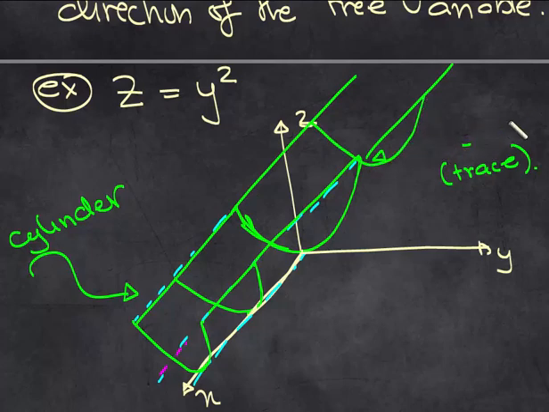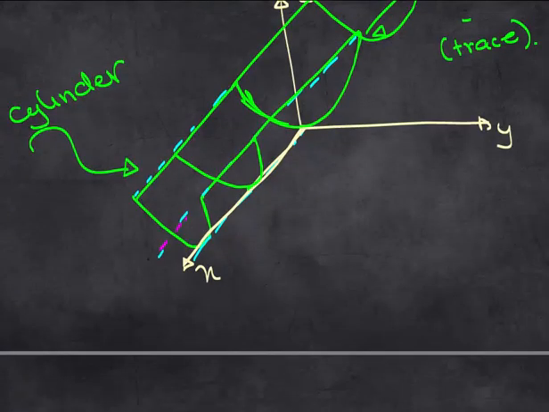Everybody okay with that? So all you do to create a cylinder, you start with a trace and you extend that trace. That's all you're doing. And the trace is always in one of the coordinate planes since one of the variables is missing. So for example, how would you do this then?